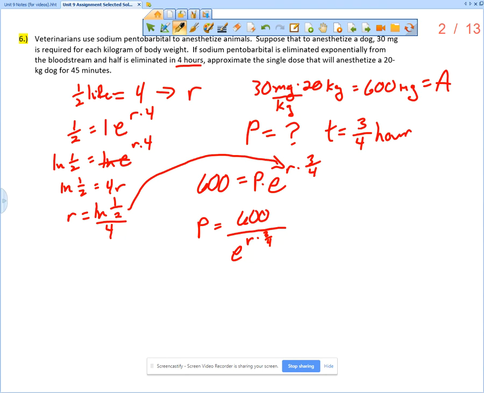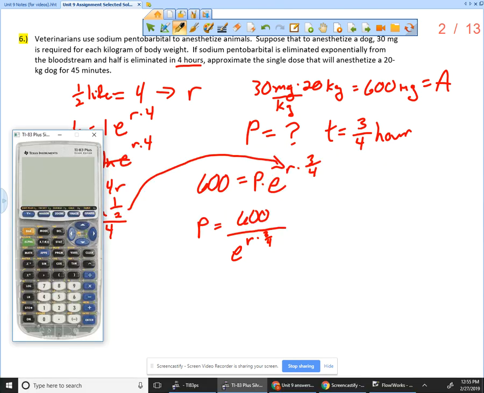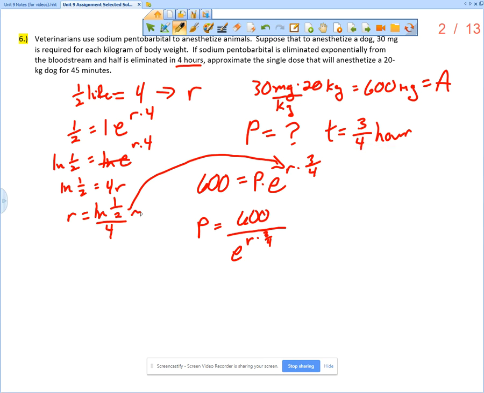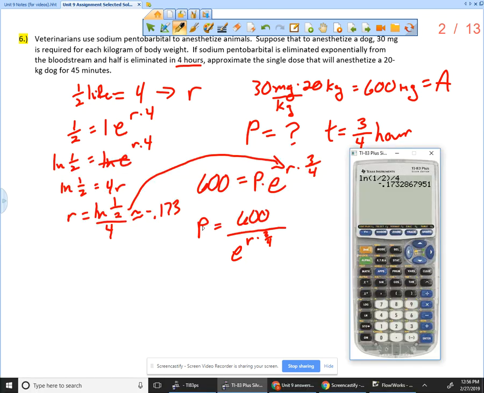Now I'm going to bring up my calculator. First I calculate r, the natural log of 1/2 divided by 4, and I get approximately negative 0.173. That's my r, and I'm going to use the answer function. Now I want to calculate P. P is going to be 600 divided by e to the r times 3/4.